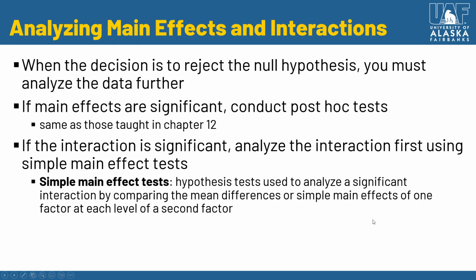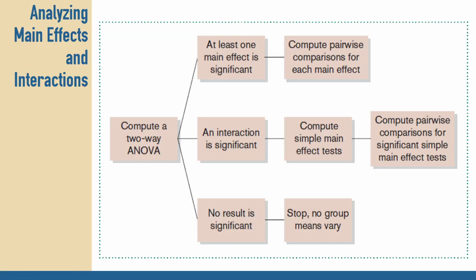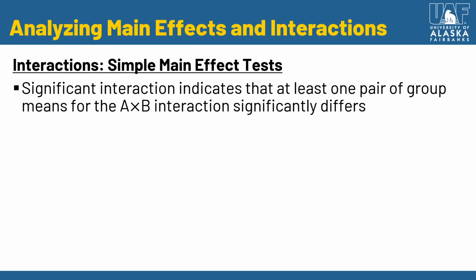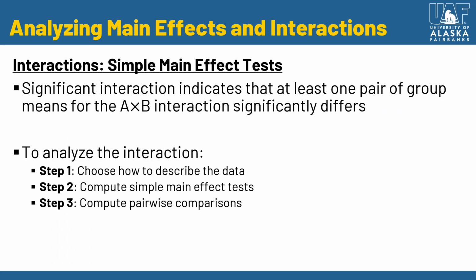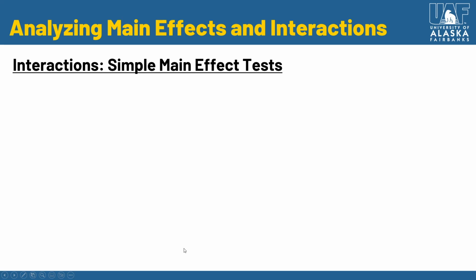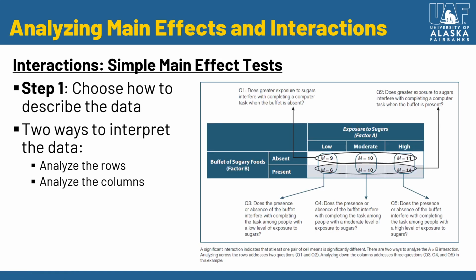I wish I had my table in front of me. I think I'm about to explain it here in a sec. Here's the decision tree if you'd like it. Let's get into the simple main effects test. Choose how to describe the data, choose simple main effect test, compute pairwise comparisons. We can analyze rows, analyze columns. This is a noisy thing.